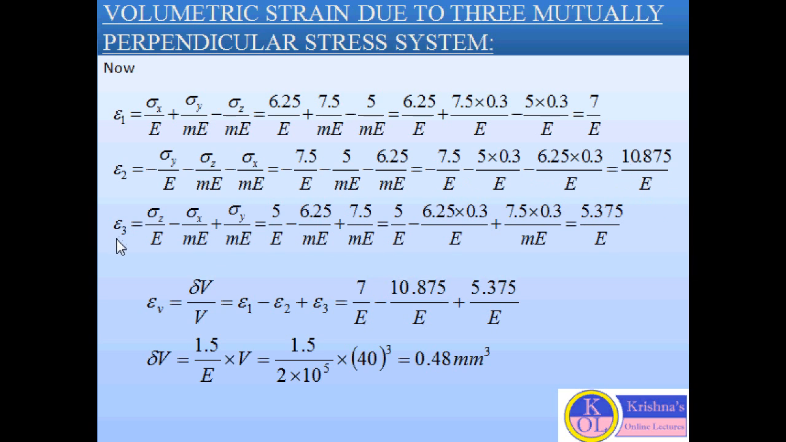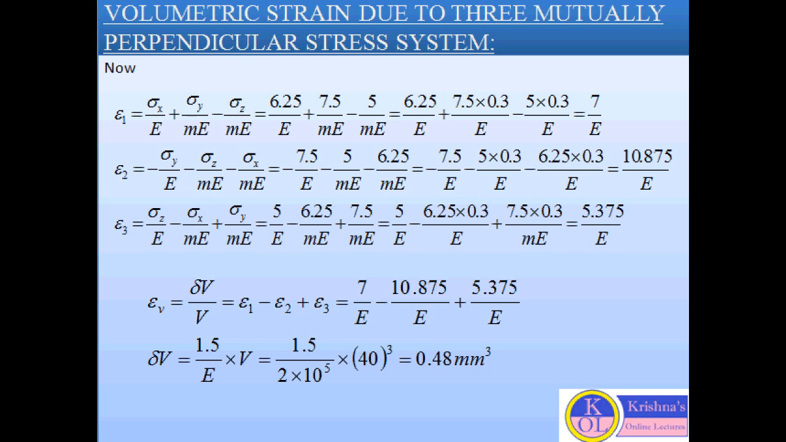Now eta 3, we will follow the same concept. We will consider the strain in z direction as the longitudinal strain and the other strains as the lateral strain. So the equation will be sigma z by E minus sigma x by mE plus sigma y by mE. If we put all the values here, we will find out the value of eta 3. We have the values of eta 1, eta 2 and eta 3 here.